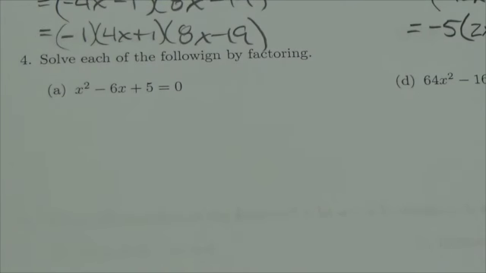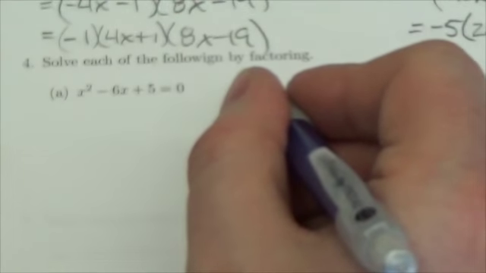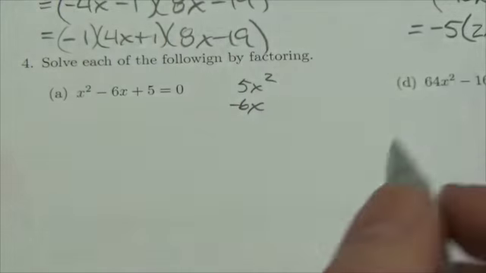Okay, let's take a quick look at question 4a. This time we're going to solve equations by factoring. Now, this is really just taking it one step further than you would have when you were doing those factoring questions. And that's really about it here. So for this first one, for example, if you ignore the equals 0 for right now, I'm just looking for two terms whose product is 5x squared and whose sum is negative 6x.